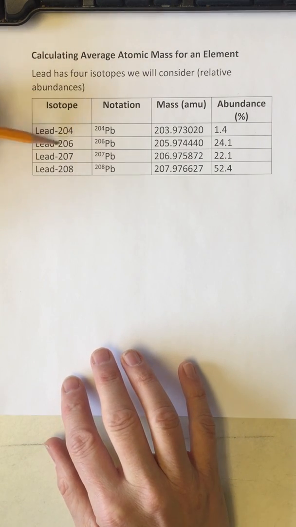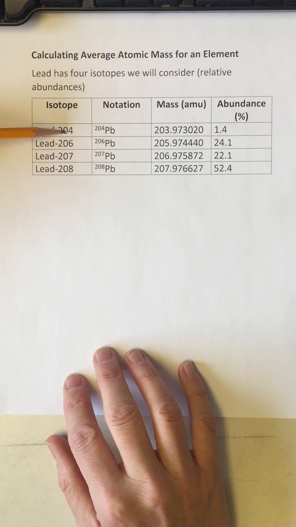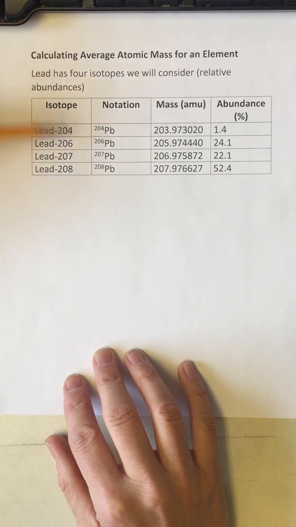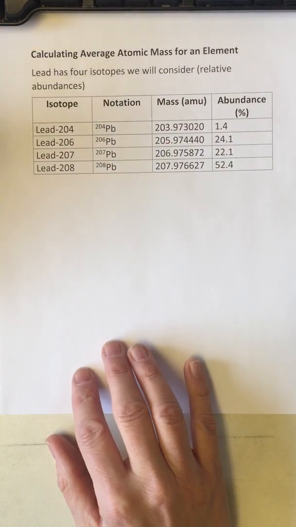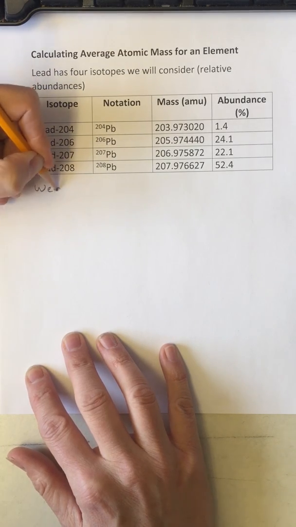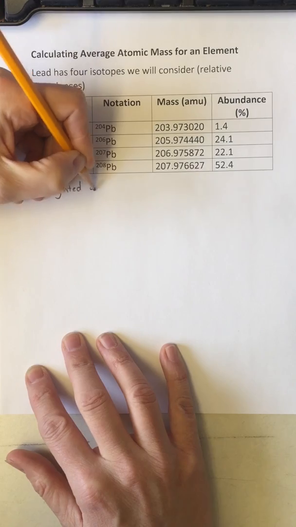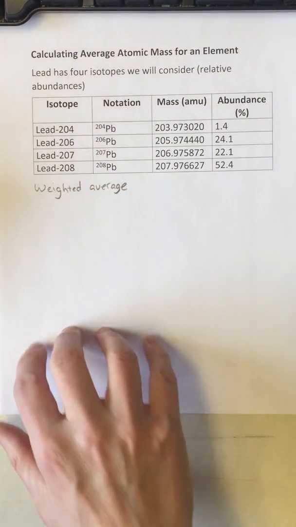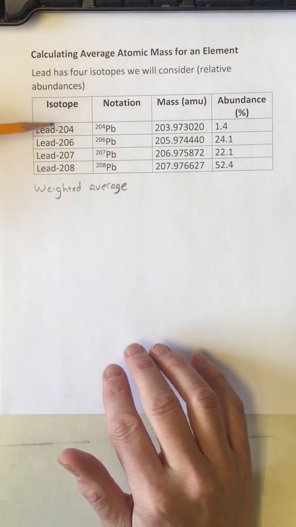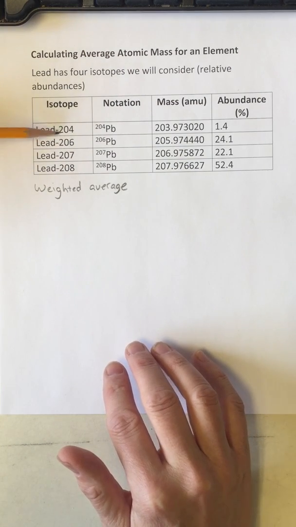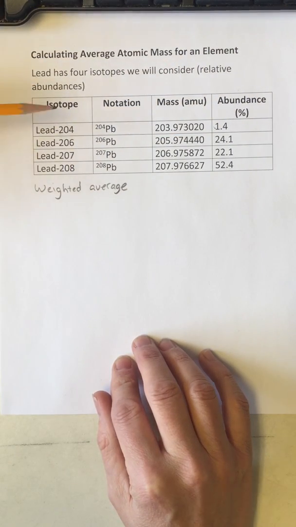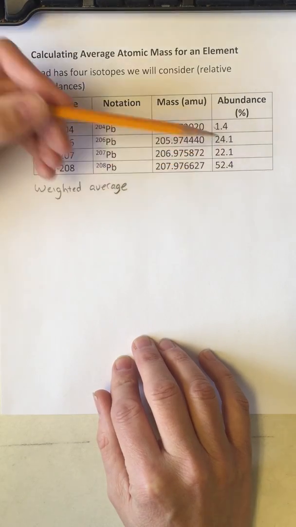We're going to consider these lead isotopes. Remember their notation: you put the mass number at the top on the left side, so lead-204, 204Pb. The symbol for lead is Pb. We can look that up in a periodic table if you don't remember it. Now, what we're going to do is calculate the average, and this is called a weighted average. Weighted doesn't mean that we're weighing it specifically. What it means is we may not have the same amount of each particular particle that we're interested in. Notice lead-204 is only 1.4% of the total lead in the sample, but lead-208, for example, is 52.4%.